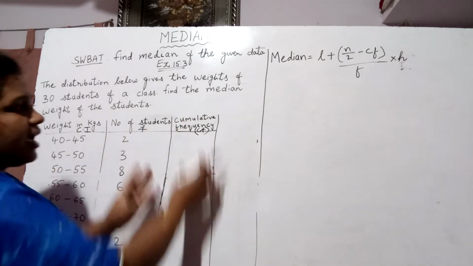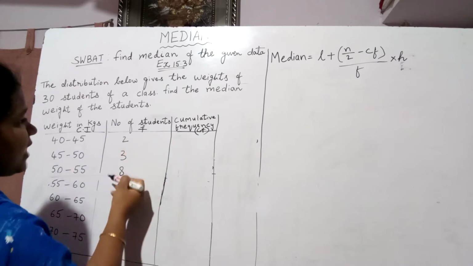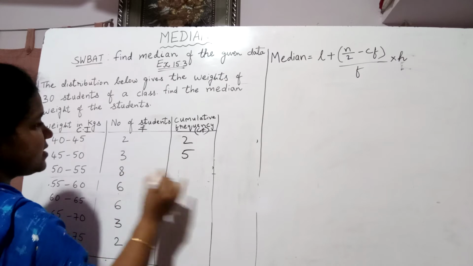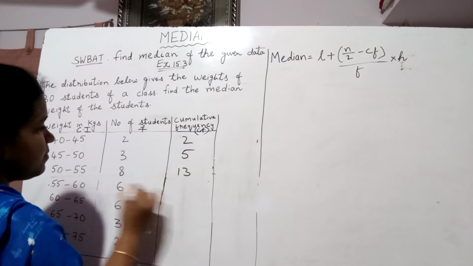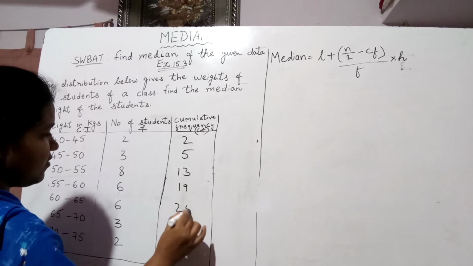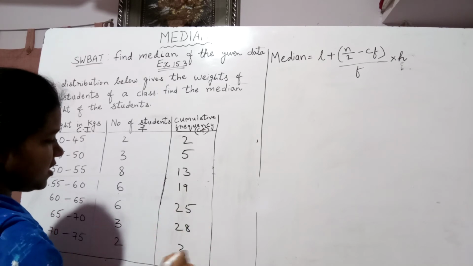Next you have to make a column here. This is called cumulative frequency. You have to add up. That is, this is 2. 2 plus 3 is 5. 5 plus 8 is 13. 13 plus 6 is 19. 19 plus 6 is 25. 25 plus 3 is 28. 28 plus 2 is 30.